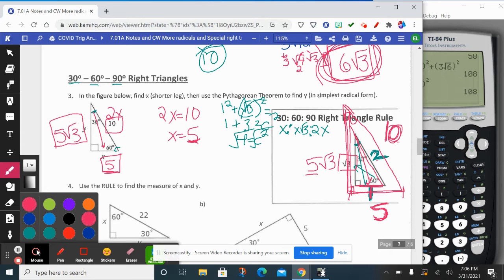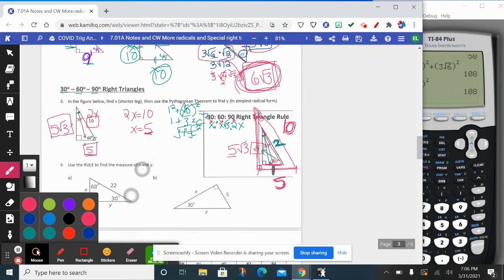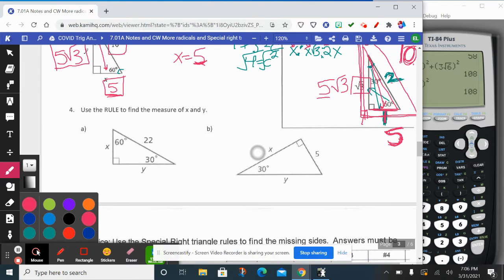All right. So across from the 30-degree angle is your measure of x. Across from the 60-degree angle is x times radical 3. And across from the 90-degree angle is twice x. So looking at this triangle here, again, we're using our 30-60-90 rule. We can't use the Pythagorean theorem.